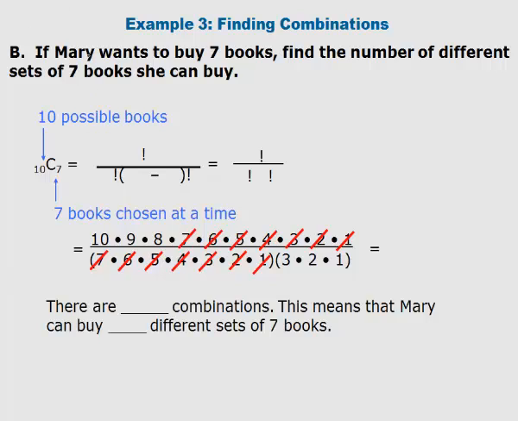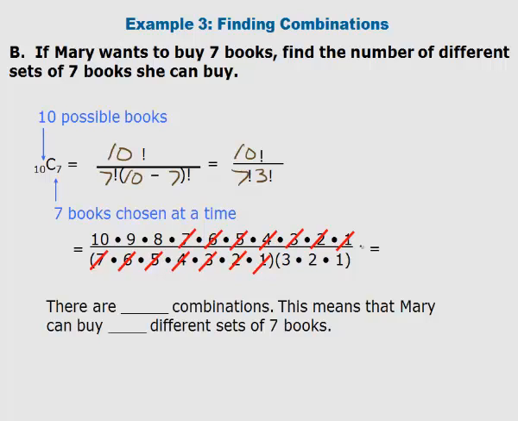Similar question, but part B. If Mary wants to buy 7 books, find the number of different sets of 7 books she can buy. Like I said, slightly different. 10 possible books, 7 books at a time. 10 factorial over 7 factorial times 10 minus 7 factorial. So that's 10 factorial over 7 factorial, 3 factorial. As you see, I've listed 10 factorial on top, 7 factorial and 3 factorial on bottom.